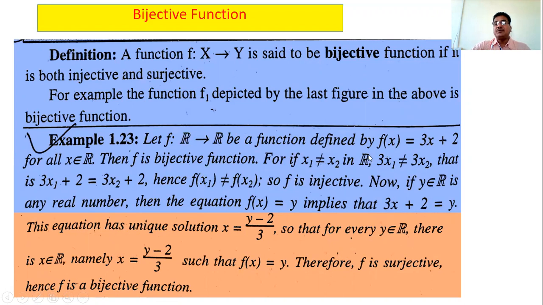So take two elements from the domain. In this function, domain and codomain both are same. So take two elements, suppose x1 and x2, or take x and y, such that they are different, not equal. And now we have to show f of x1 is not equal to f of x2. So what is f of x1? 3x1 plus 2.